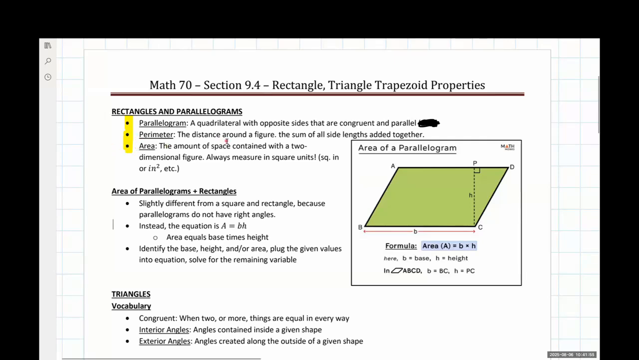The perimeter is the distance around the figure. That's if I were to add all of the external lengths together, what would my overall perimeter be? This holds true for parallelograms, it holds true for triangles, it holds true for trapezoids. The perimeter is pretty much the outside edge added together for every single shape that we are working with. We just start to see that term show up in the 9.4 material.